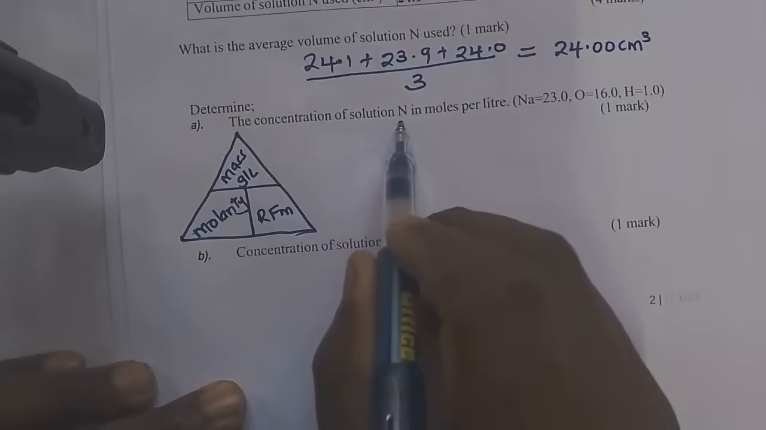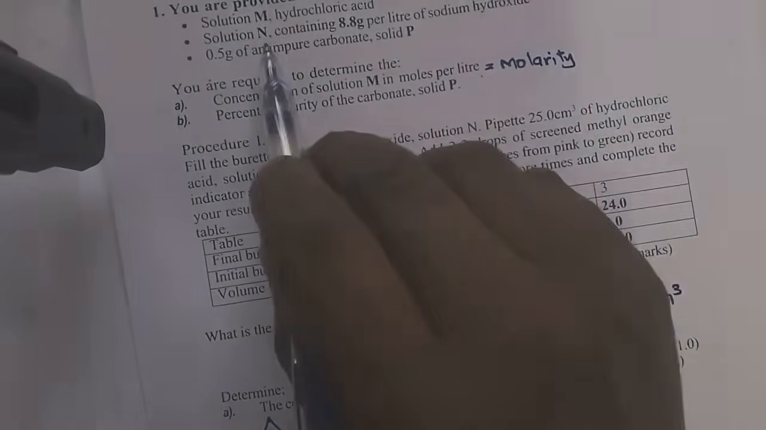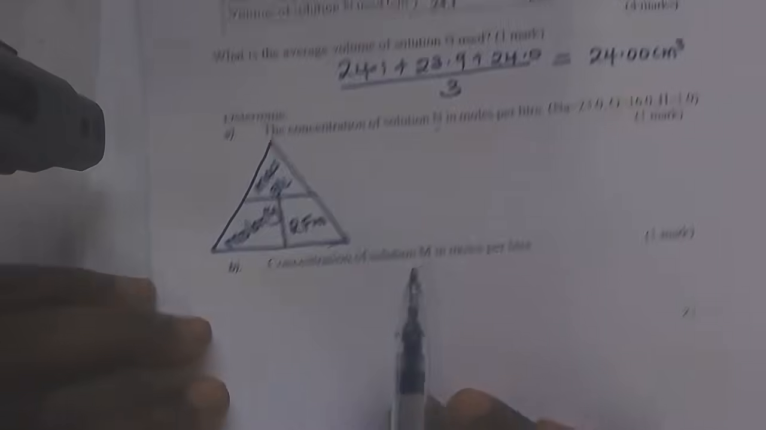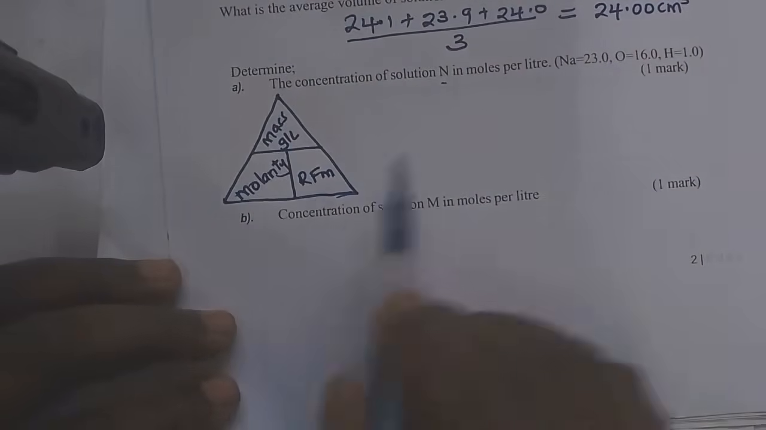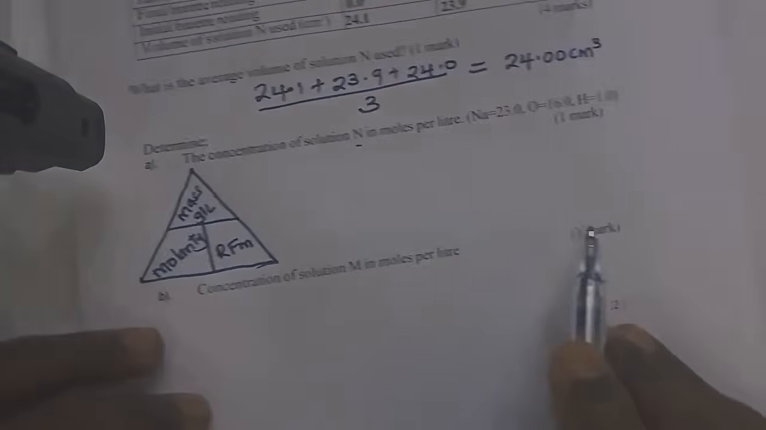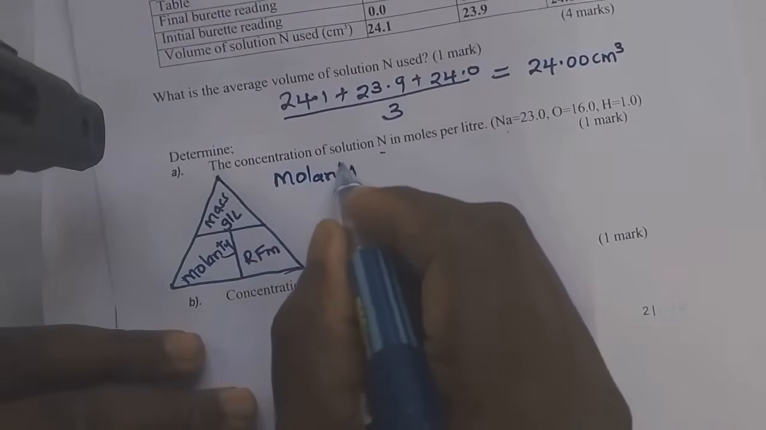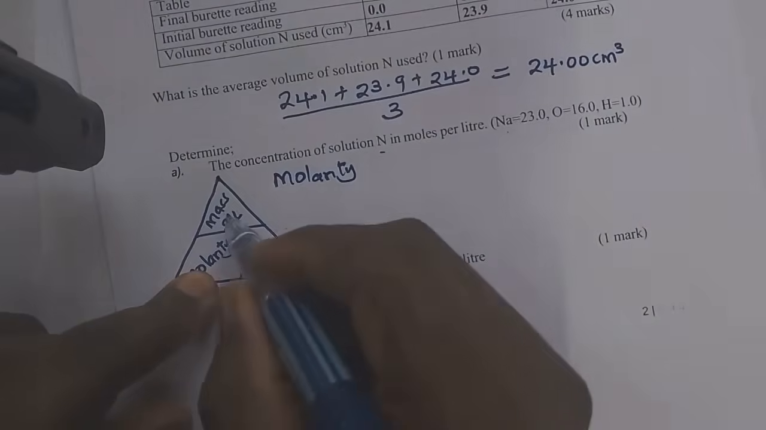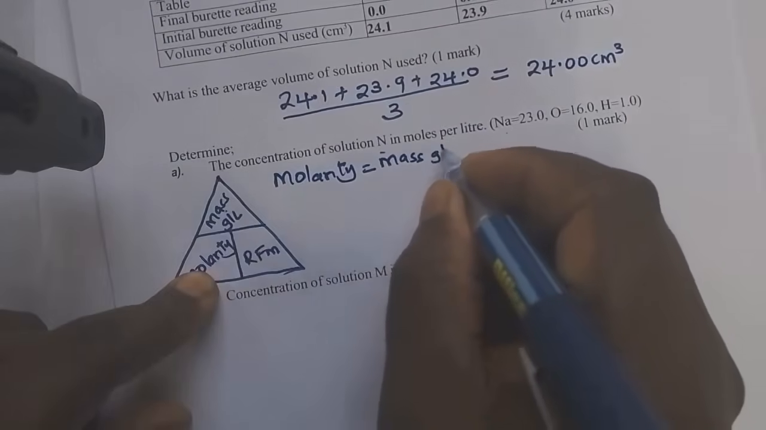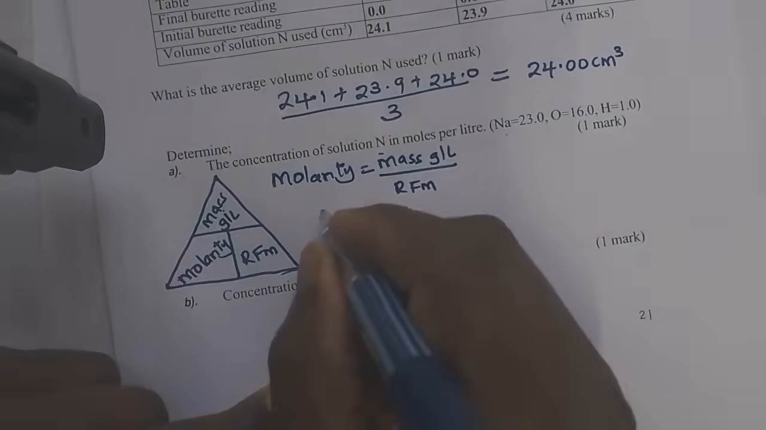Now, solution N, we were given the mass in grams per liter. So we have N, we have 8.8 grams per liter. So we have mass in grams per liter. We are looking for molarity. We have RFM from here. We have been given the RAM of sodium hydroxide. Therefore we know now that molarity, you hold your finger like this, is equal to this over this, is equal to mass in grams per liter over RFM. So now let's get the RFM of sodium hydroxide.